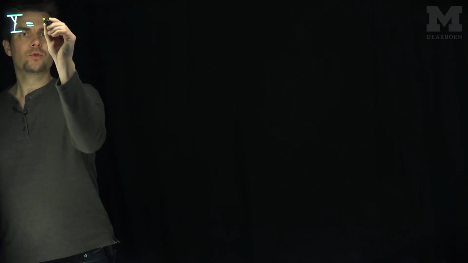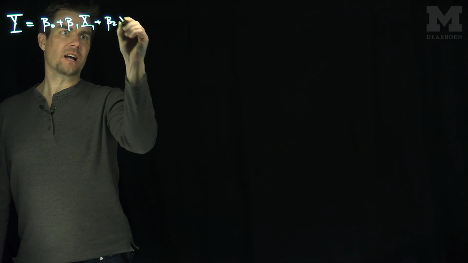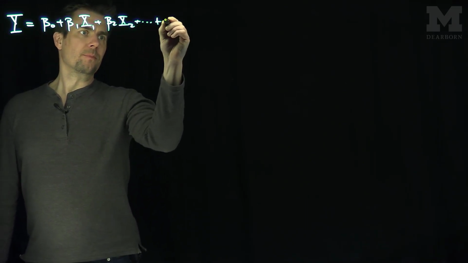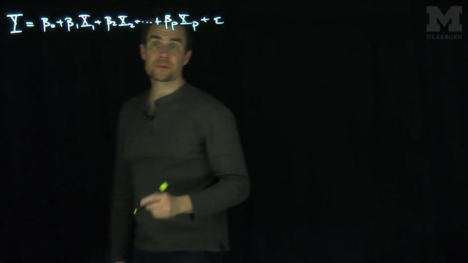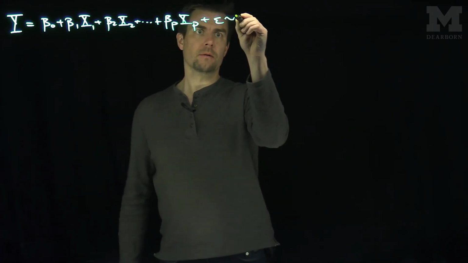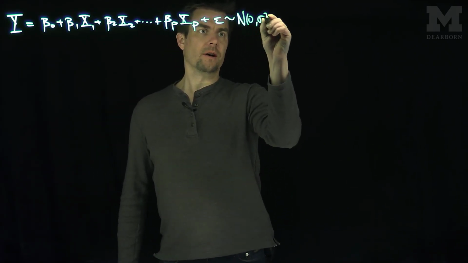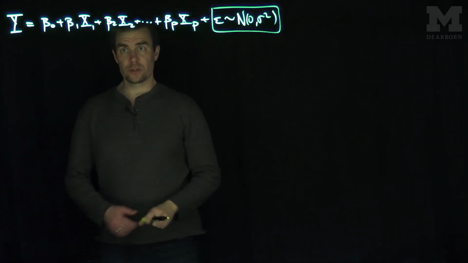Hello students, in this video we'll discuss multiple linear regression. In this setup we have a target variable y, which we seek to explain as beta 0 plus beta 1 times a predictor x1 plus beta 2 times a predictor x2 all the way up to beta p times a predictor xp plus epsilon. And epsilon, just as in simple linear regression, is normally distributed with mean 0 and variance sigma squared. So that's what the error term is. The irreducible error term is normally distributed.